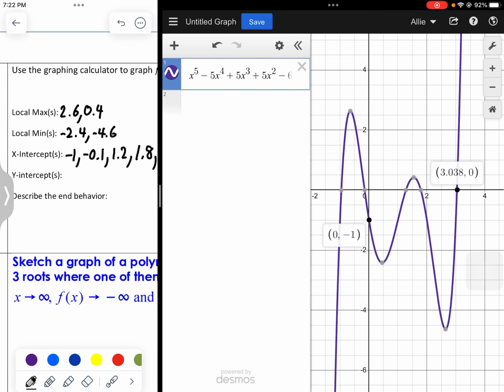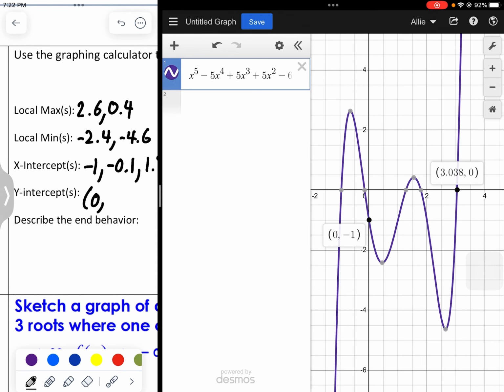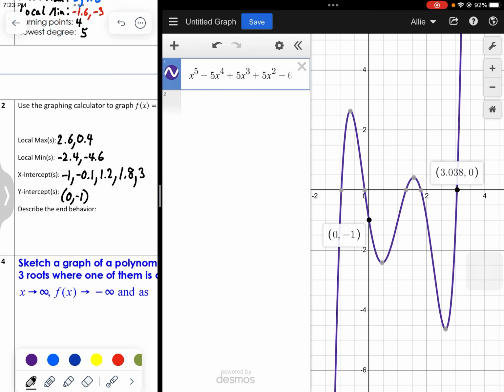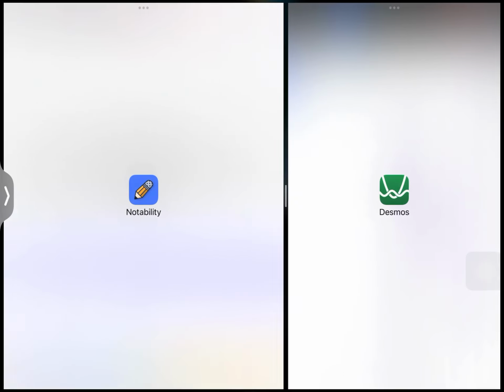And then the y-intercept, we do see a y-intercept of 0, -1. There's only one y-intercept here, which makes sense. You can only ever have one y-intercept, otherwise it's not a function.